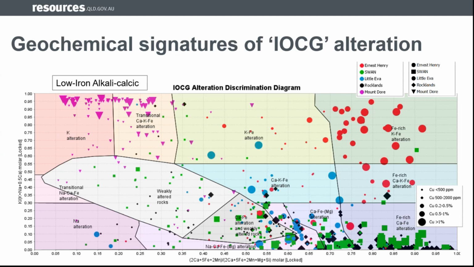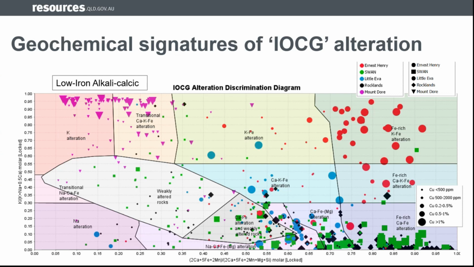Ernest Henry sits by itself in the top right corner, characterized by potassic feldspar and abundant ferric alteration. Mount Dore occupies a place on its own in the far left corner, and that's a very unique position. There are just a couple of deposits like that in this entire district, the ones we examined so far, and the vast majority sits in the bottom of the screen, mostly in the field of calcic ferric to ferric alteration.